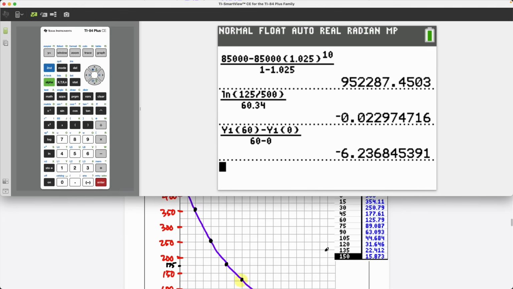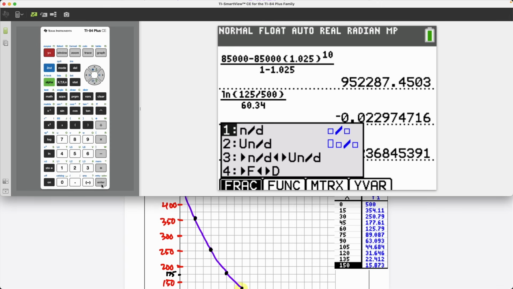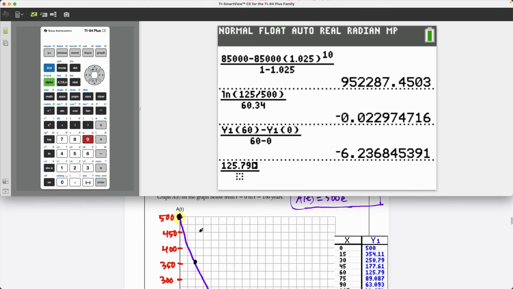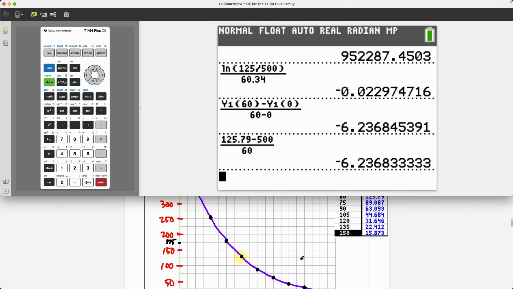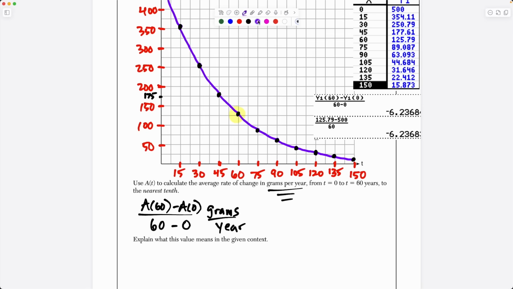However, if you just wanted to go to the table and use these values, we could just go alpha y equals, enter, and just type in 125.79. So that was the y value when t was 60, or the A of t value, we should say, and then minus 500, divided by 60 minus 0. See how we're rounding to the nearest tenth, so we're using one of the rounded values, but we're still going to get negative 6.2. So we'll just write out our final answer here. We're rounding to the nearest tenth. So in the tenths place is a 2, to the right is a 3. So this is going to round down to negative 6.2, and the units here are grams per year.